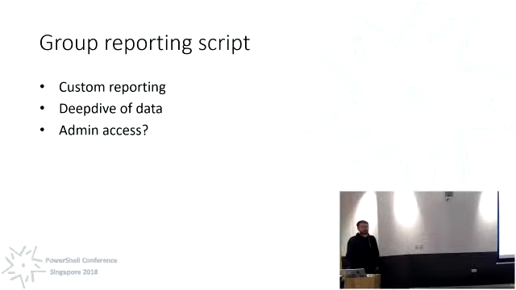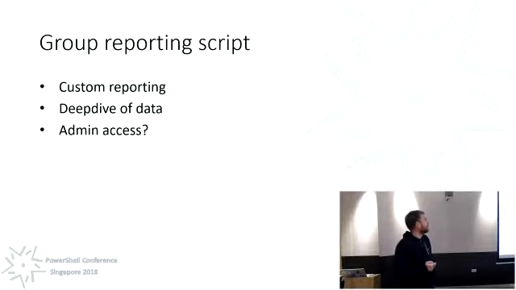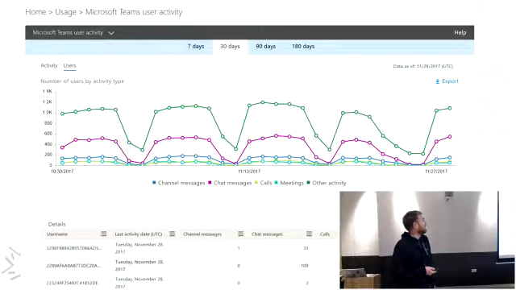To give reports to, for example, your CFO, you don't want him to have admin access inside your tenant. So I think it's much better to just publish the data through Power BI for them. So here you, for example, see reporting data on Teams. You see channel messages, chat messages, calls, meetings, and other activity, but you don't see which team is most active, how many channel messages have been in one of the teams.